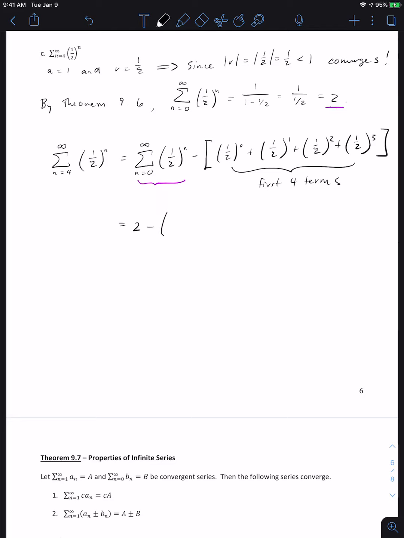So minus 1/2 to the 0 power, anything to the 0 power is 1, plus 1/2 to the first power is just 1/2, plus 1/2 to the second power is 1/4, plus 1/8. So 2 minus all those things added up together, which is 15/8, and then 2 minus 15/8 gives me 1/8. So in other words, I found that the series that starts at n equals 4 and goes to infinity of 1 over 2 to the n is equal to 1/8.